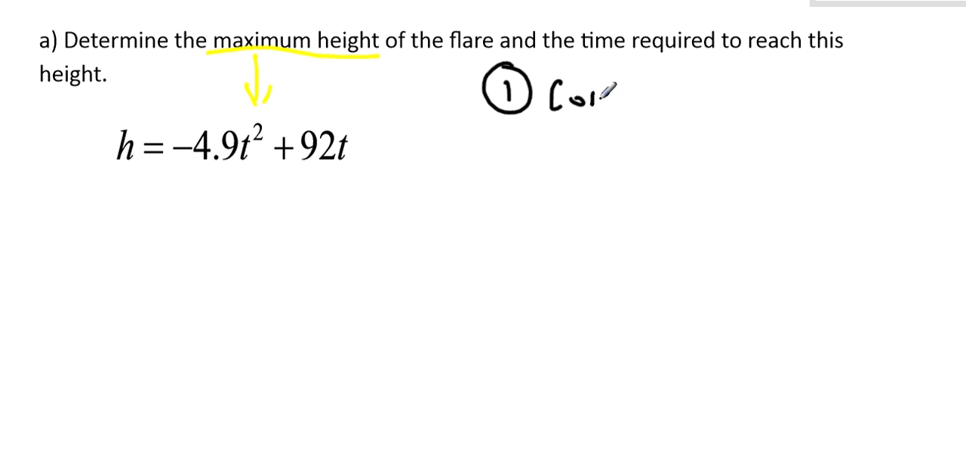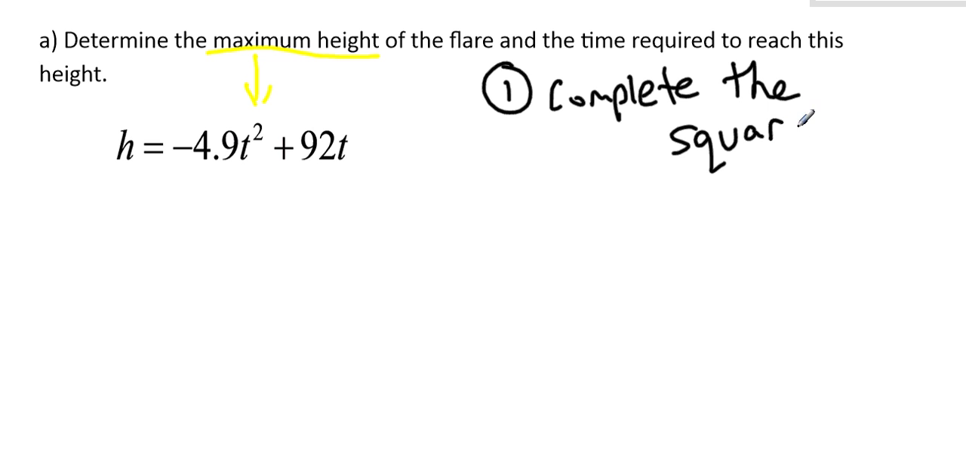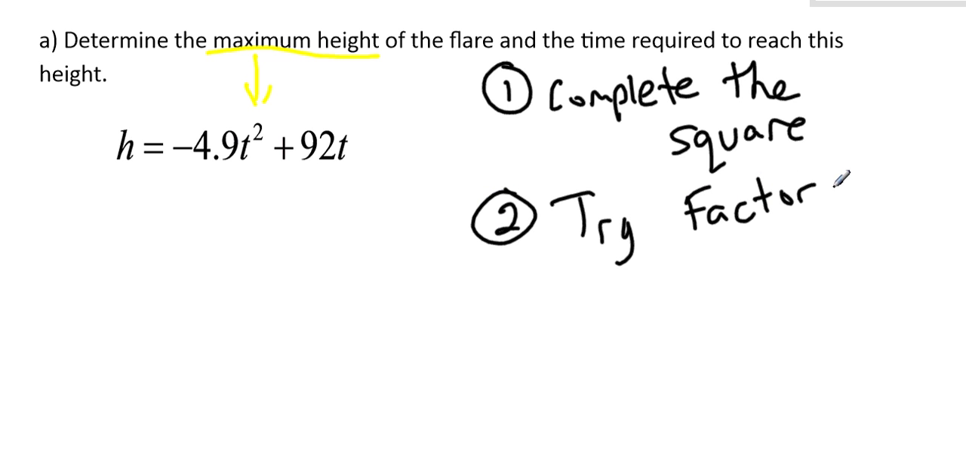One, you could complete the square. So completing the square is the method that turns a standard form equation, like this one, into a vertex equation, and therefore, obviously, you can find the vertex. Or you can try factoring, and if you can factor, then you can use the factored form to find the roots. And again, when you have the roots, you can find the axis of symmetry and therefore the vertex.